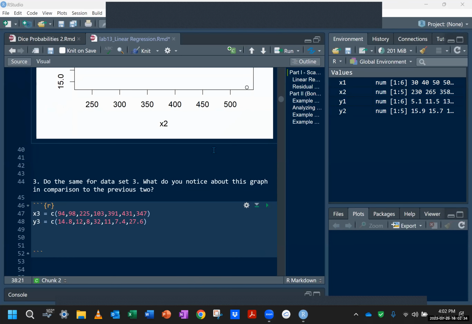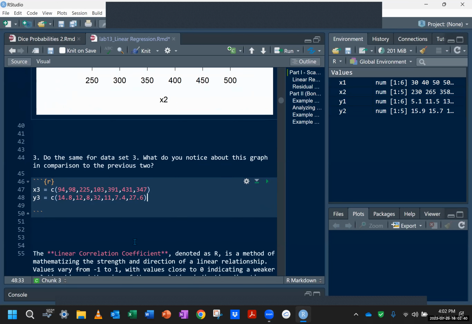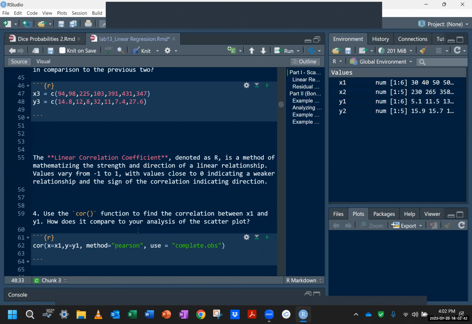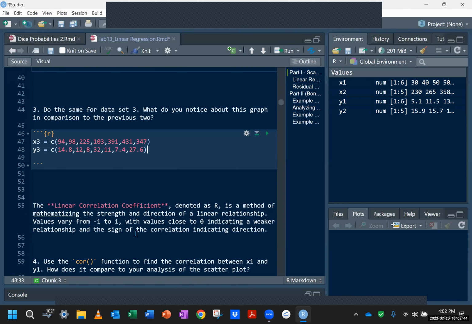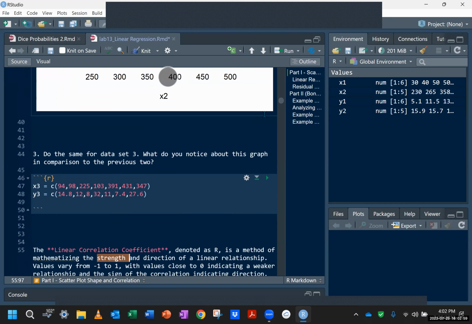So here's a third data set. You do the same thing. Tell me what you notice. All right, what we're going to do with this data set is analyze something called the correlation coefficient. It's denoted r, and it's a way we can find out the strength of a relationship. Strong relationship means it maps really close to the line.